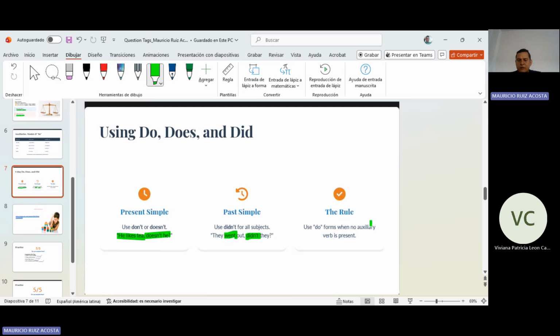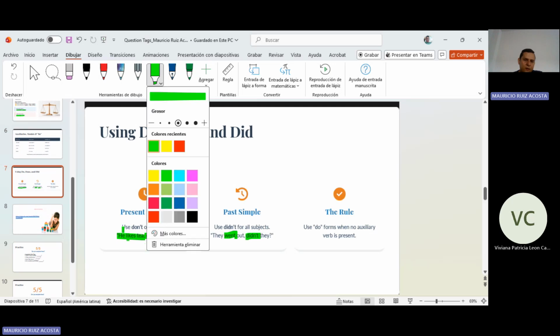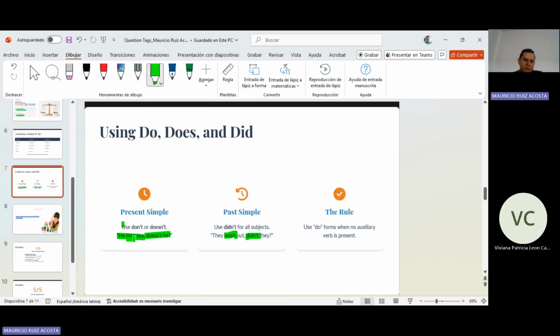And the third rule is to use the do form when no auxiliary verb is present. For example, we use do when an auxiliary verb is not present in the sentence, as I was explaining. Here, he lies. If there is no auxiliary, then we use do. Okay.